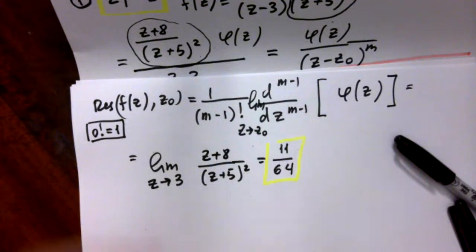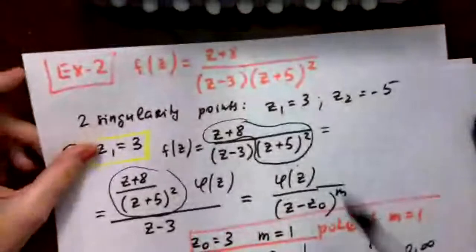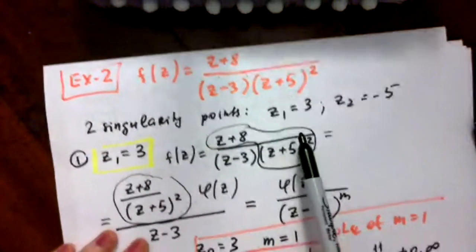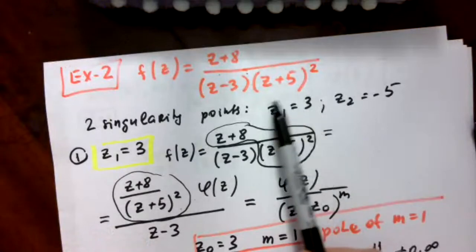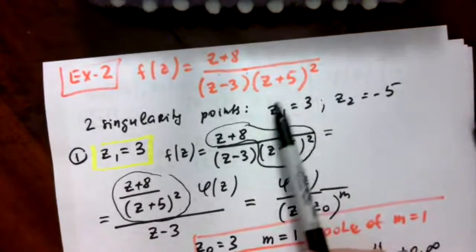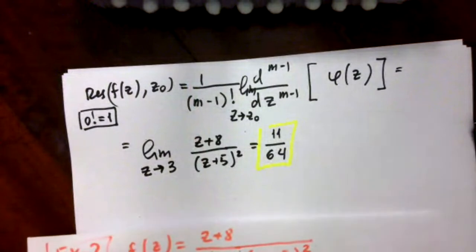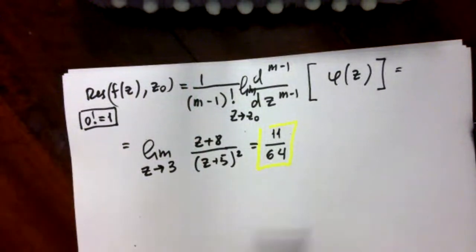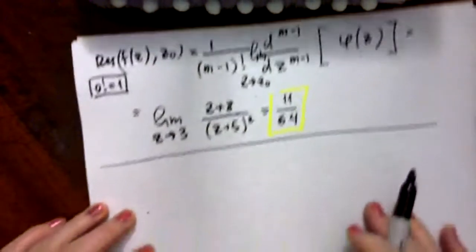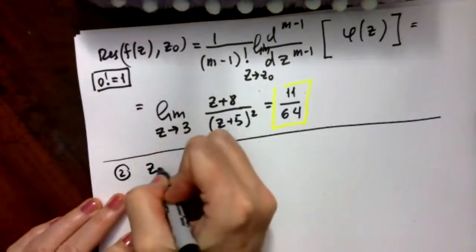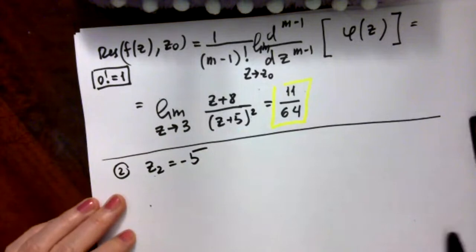So the first singularity of this function, let me remind you of the function. We are dealing with this function at the moment. We discovered that it has two singularities. We already explored the first one. z1 is equal to 3, turned out to be a pole of order 1, or simple pole, as people prefer to say, and the residue is equal to 11 over 65. Okay, now it's time to explore the second singularity, which was z2 is equal to minus 5.